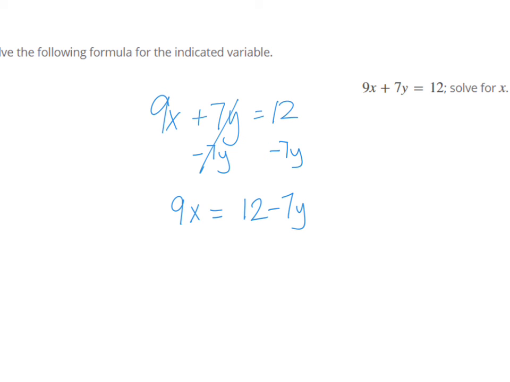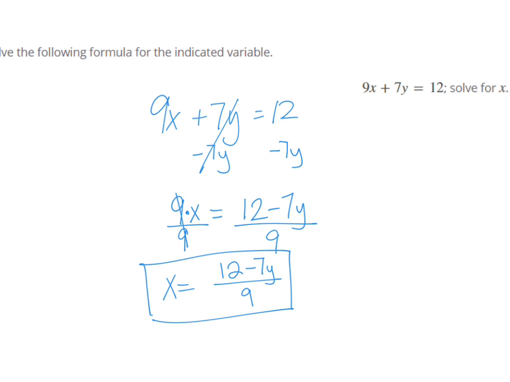All right, so then my next step is to get rid of this 9, and it's being multiplied. So I'm going to divide by 9. It's going to work great here. Over here, I have to divide everything by 9. It doesn't look near as pretty. Well, I didn't promise it was going to get better looking. It's just different looking. So 12 minus 7y, and then divide it by 9, and that would get you your X value. All right, I have one more.